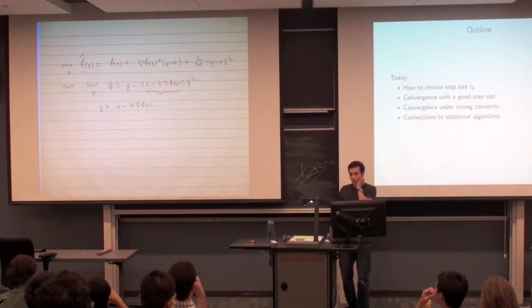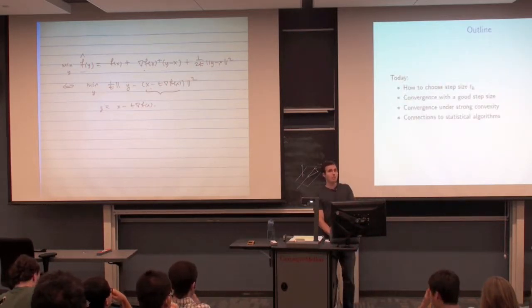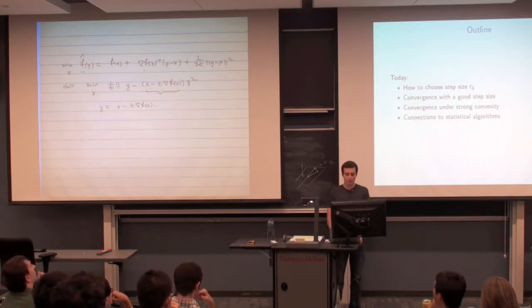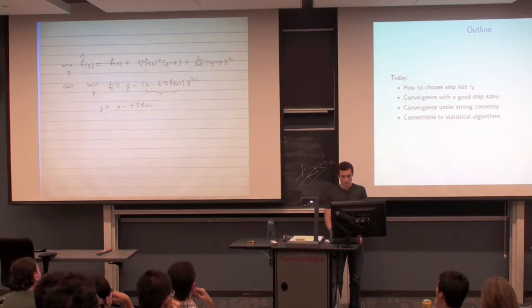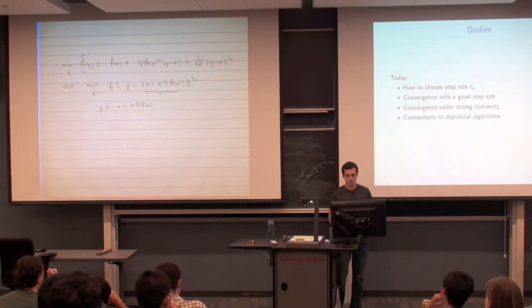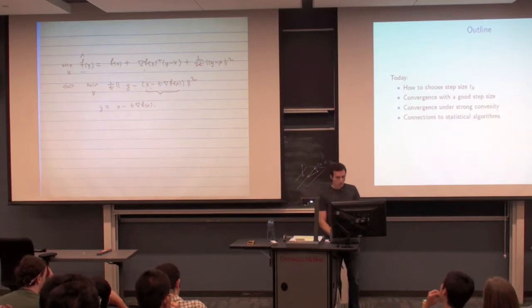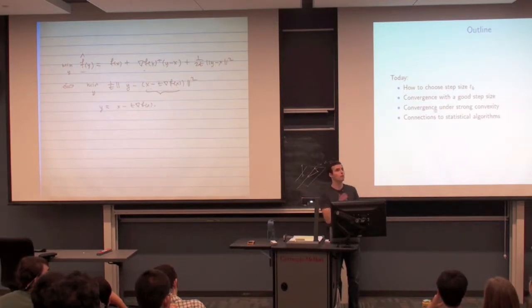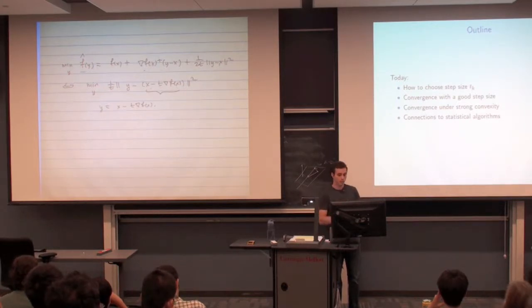Okay, so what's today's outline? Today we're going to talk about choosing the step size, which is something we didn't really talk about before. We're going to talk about what convergence looks like under a good step size, and we're going to define precisely what that means. What is a good step size? We're going to look at what convergence looks like under strong convexity. That's a condition we learned last time. Basically it means that our function can be lower bounded by a quadratic. It's curved enough that we can actually draw a quadratic underneath it at every point.